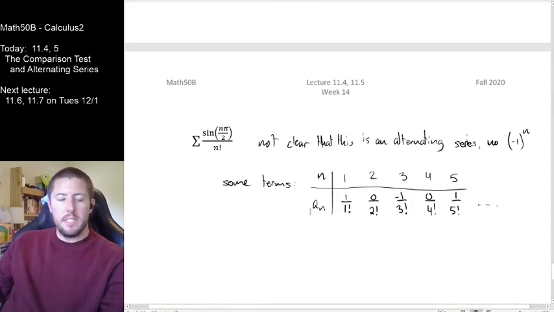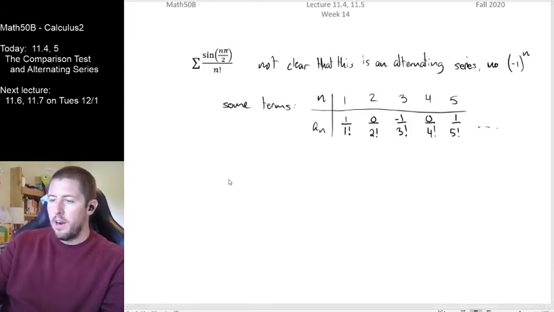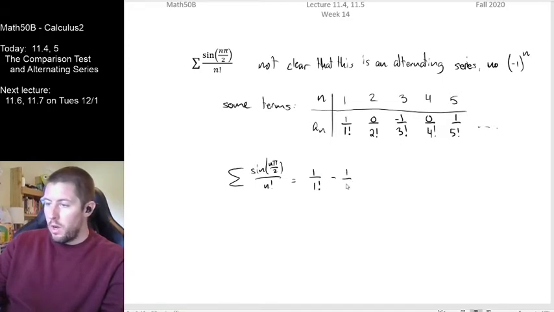Now notice I'm referencing this as a sub n. The sequence that's associated with this series is just the terms. Now we can see that our sum of sine of n pi over 2 over n factorial is really, what are we getting here? 1 over 1 factorial. This term's just 0, so I'm going to skip it. Minus 1 over 3 factorial plus 1 over 5 factorial. And I can imagine where we're going here.